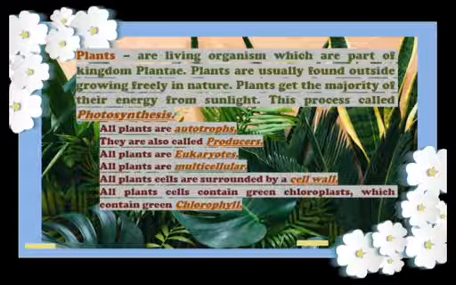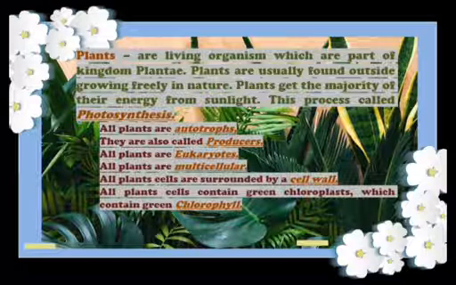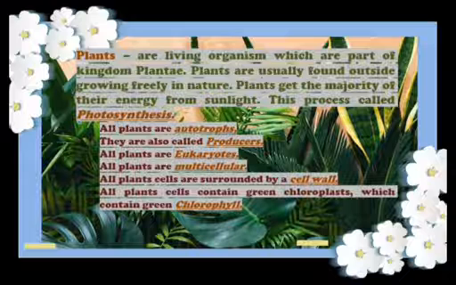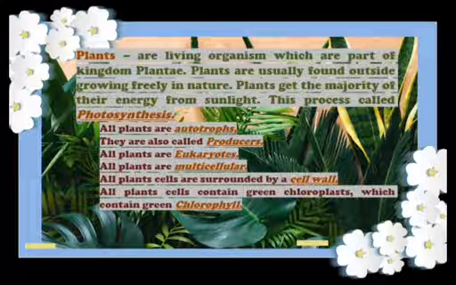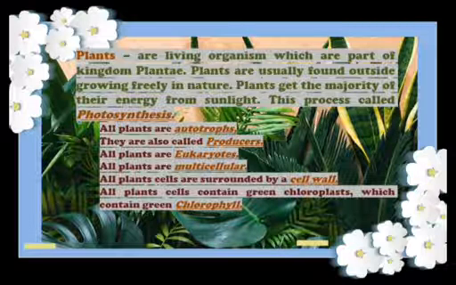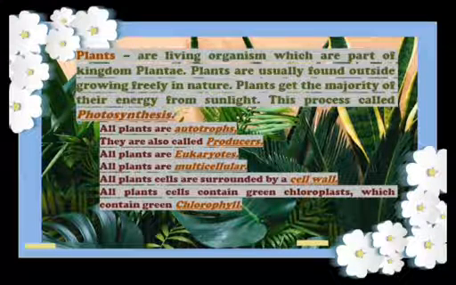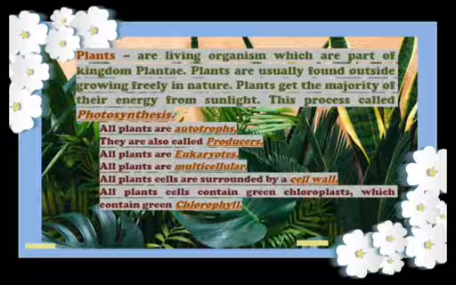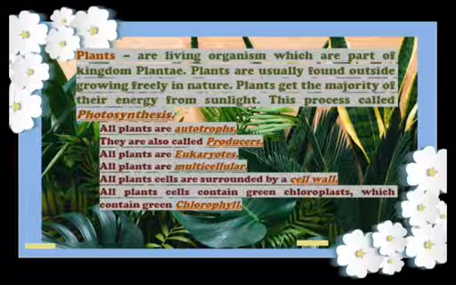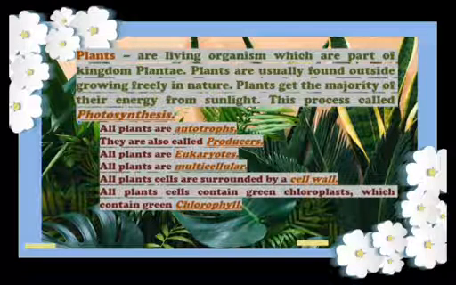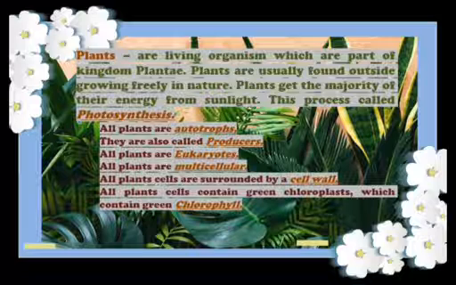And then remember also that all plants are autotrophs. Autotrophs meaning they make their own food. They are also called producers because they produce food. Then all plants are eukaryotes, meaning an organism consisting of a cell. Then all plants are multicellular. All plants are surrounded by a cell wall. All plant cells contain green chloroplasts, which contain green chlorophyll. Then green chlorophyll changes carbon dioxide, water, and the energy in sunlight into food for the plant.